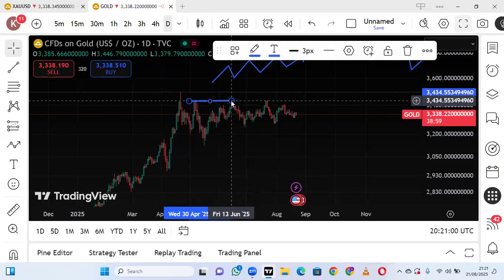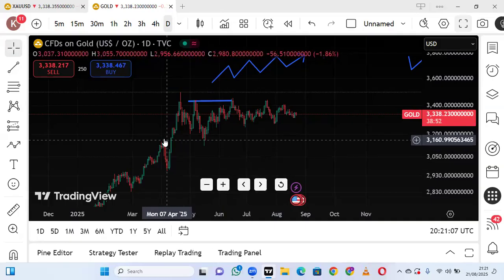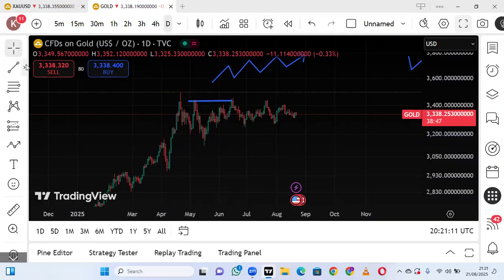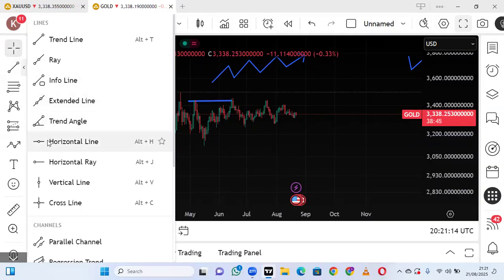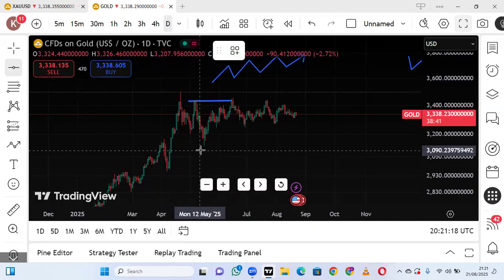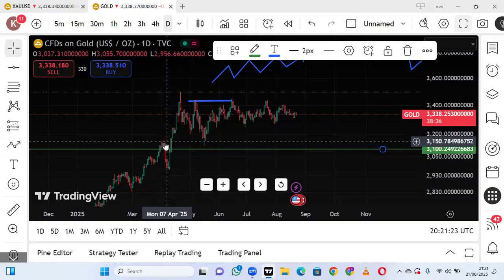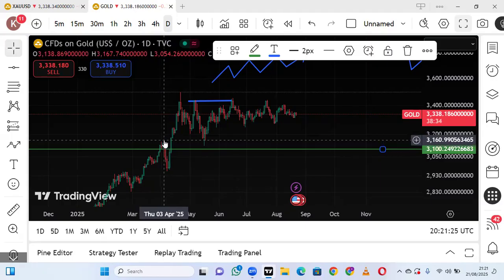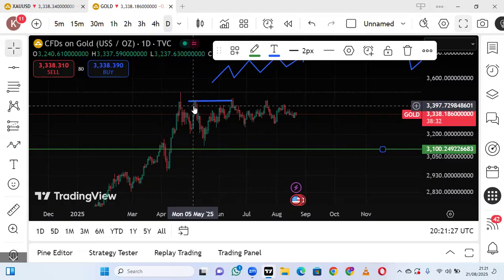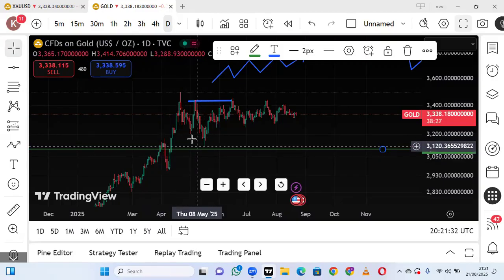So if you draw this line, you will see that it was taken out. So it came back to this last break of structure here. If you look at it, you will see that there was a break of structure at this point. This fair value gap after breaking this external structure here. So it came back in order to fill that space at this point.